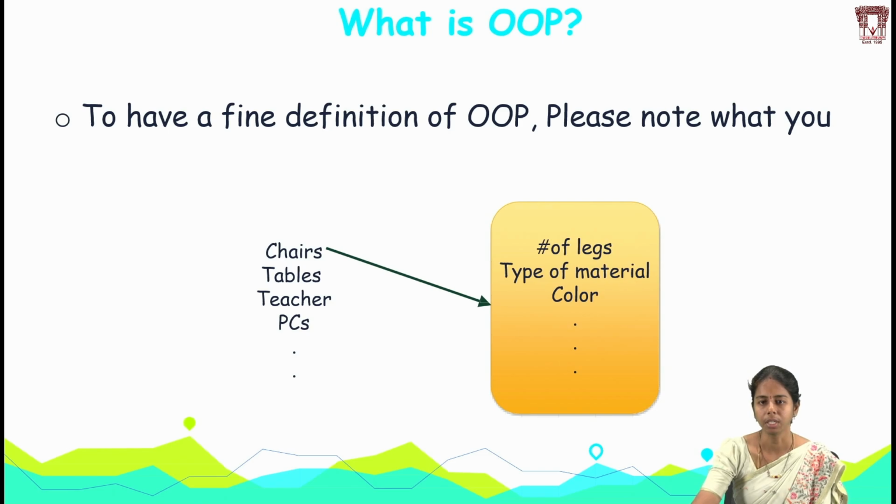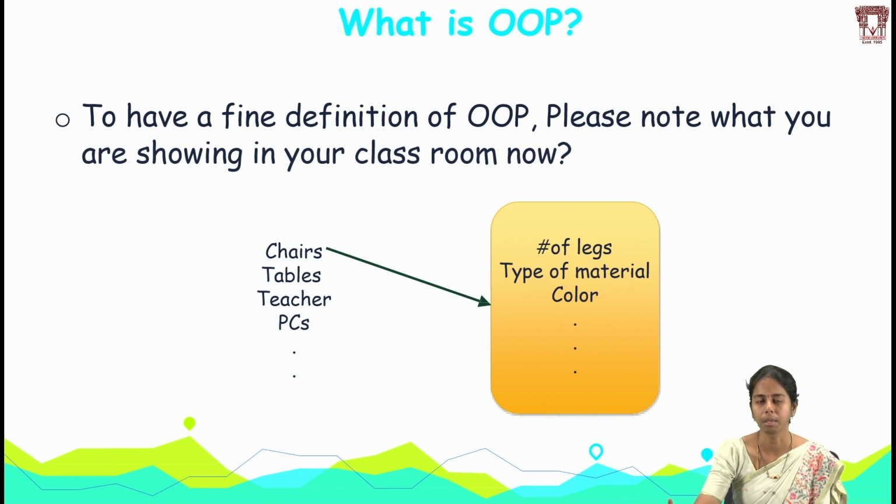So there is a definition for the OOPS concept. We define it as it represents some concepts related to objects. Please note that we are showing this in our classrooms. Example of the classroom I am taking here. Here we have chair, table, teacher, and PC, and all.